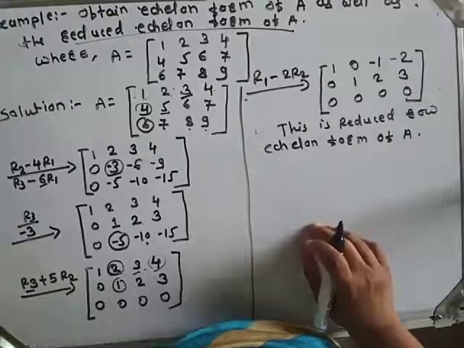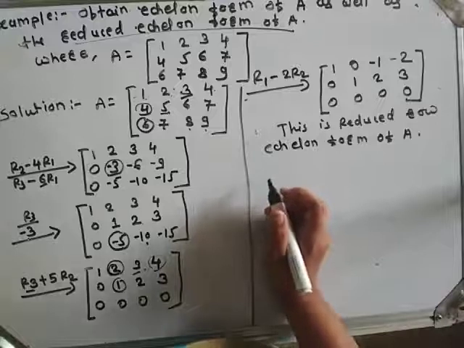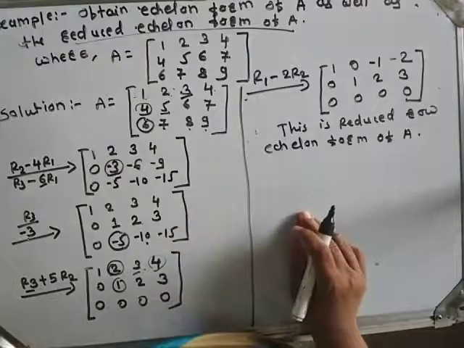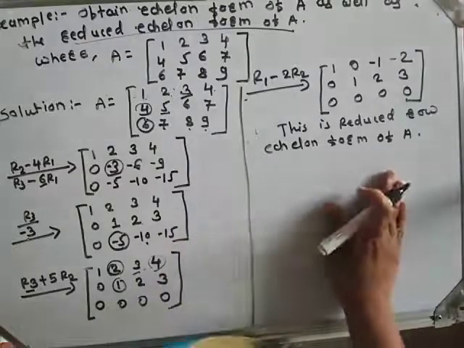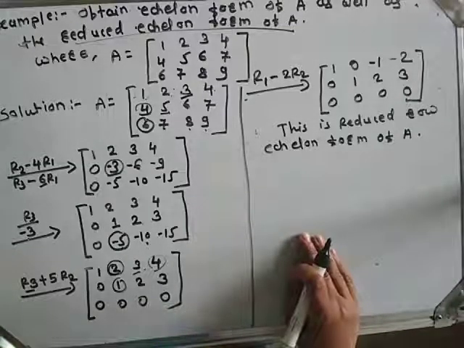Okay. In this video, we have seen row echelon form and reduced row echelon form. In next video, we will see more examples on echelon form and reduced row echelon form.